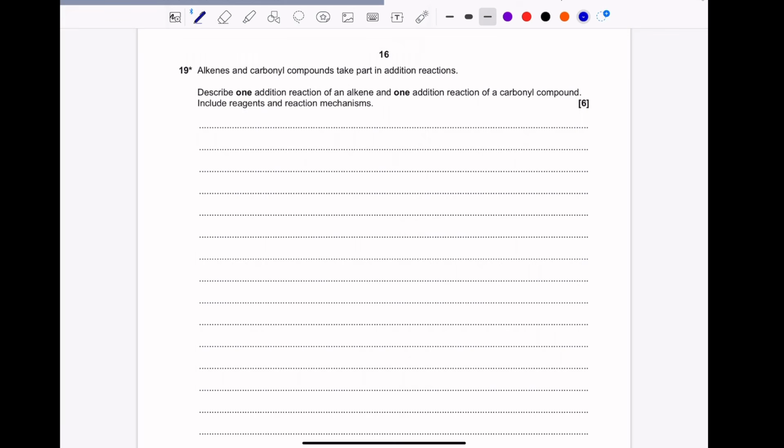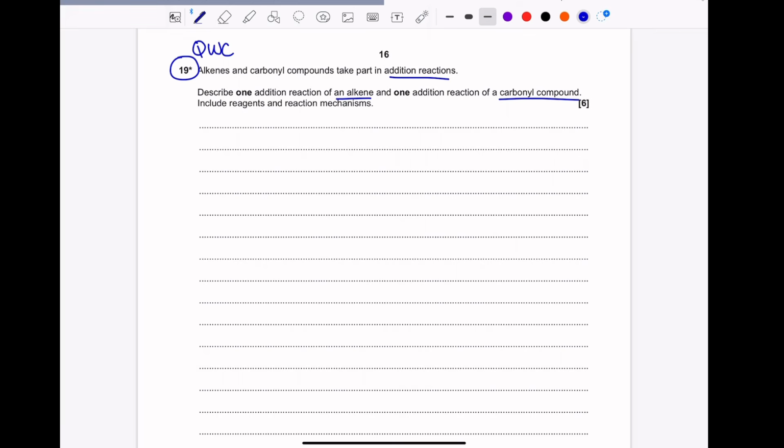Question 19 then is about alkenes and carbonyl compounds that take part in addition reactions. Describe one addition reaction of an alkene and one addition reaction of a carbonyl compound. Include reagents and reaction mechanisms. Now this question is also marked by an asterisk, which means that it assesses quality of written communication. And that means your answer is marked based on levels. And to be in the higher levels, your answer will have to answer the question and also has to be well developed and logical. In this case, because it requires you to draw a diagram, try to make your diagrams as clear as possible as well.